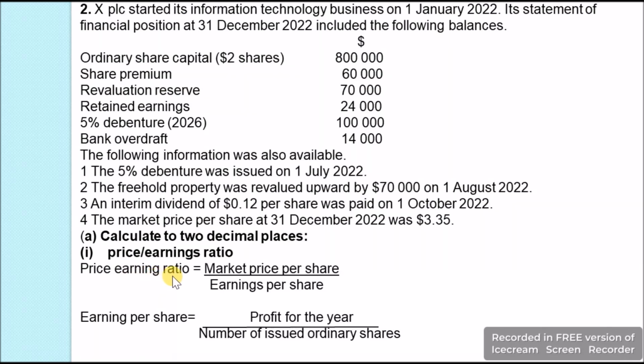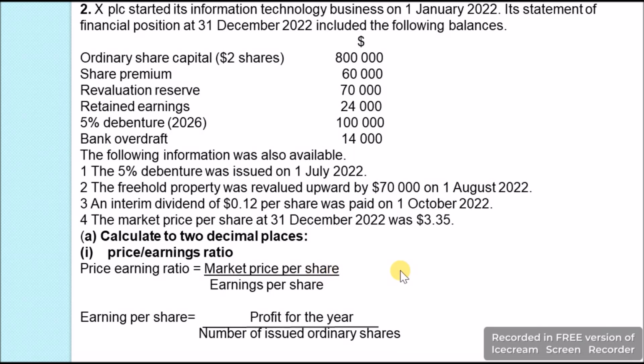that is, price earning ratio is directly proportional to the market price of the share. That is, the higher the market price, the higher will be the price earning ratio. It is inversely proportional to the earning per share, so the lower the earning per share, the higher it will be. So this is directly proportional to the market price of the share.